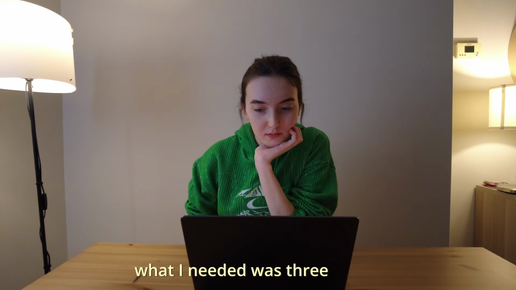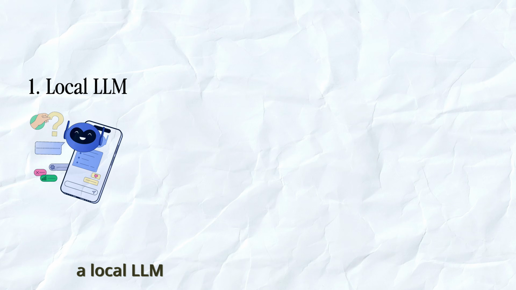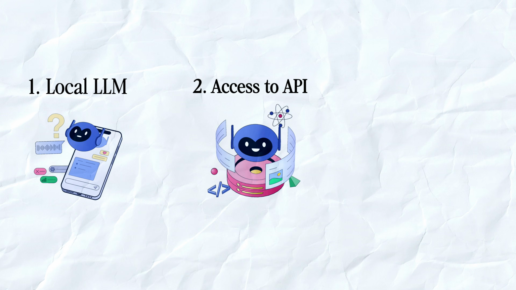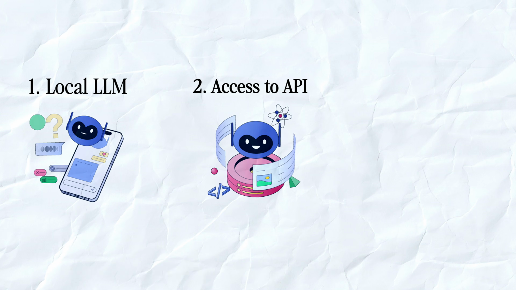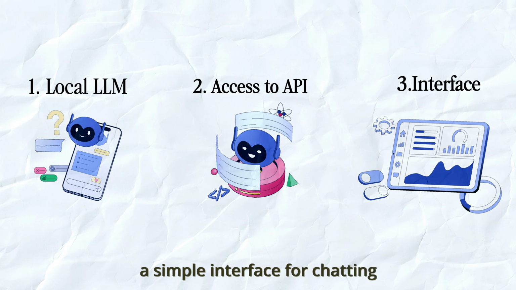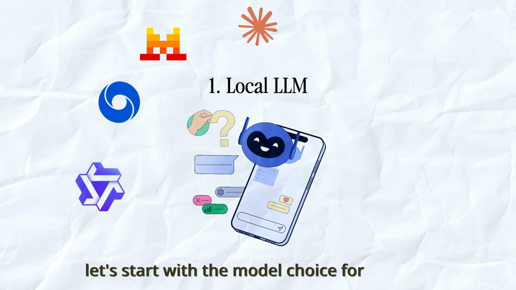What I needed was 3 things. 1, a local LLM that actually understands the user. 2, access to the Spotify API to fetch track level data. And 3, a simple interface for chatting. Let's start with the model choice for the LLM.